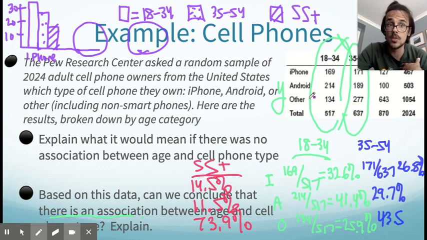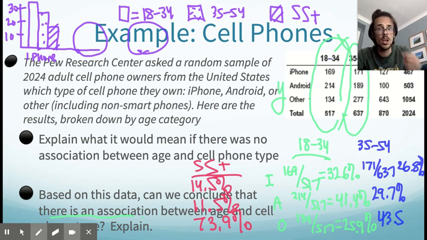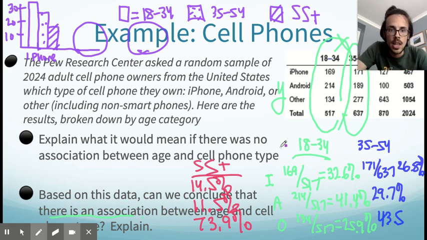So if you know I'm 55 plus, now you have a lot more information that says, oh, maybe I own an other type of phone. If I'm younger in the 18 to 34 crowd, I'm a lot more likely to be iPhone or to be Android, not so likely to be other, et cetera, et cetera. If I'm middle-aged, you can talk about that as well. So basically, when you do this, to say there's an association, you can focus on 1 or 2 things. You don't have to write me a novel where you talk about every last detail in this problem. But you need to talk about a couple, and you need to give me specific numbers.